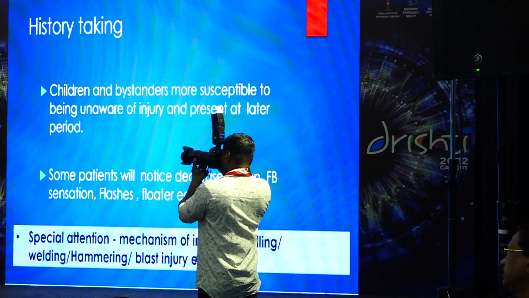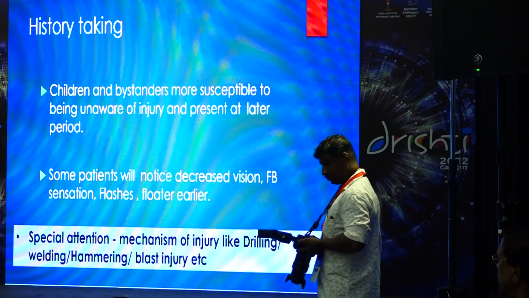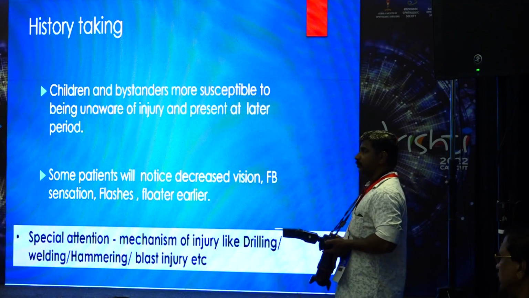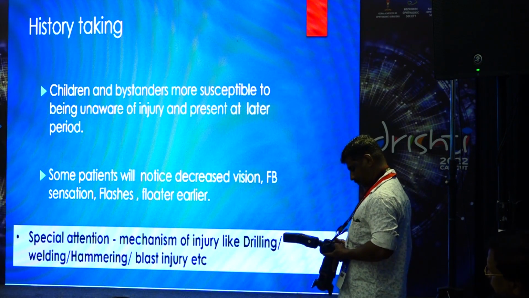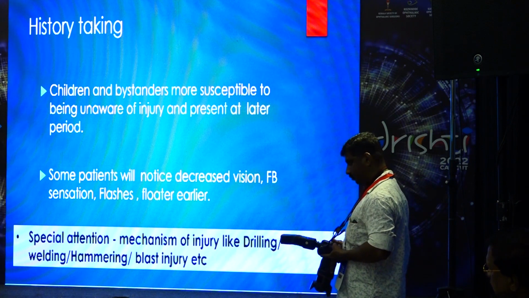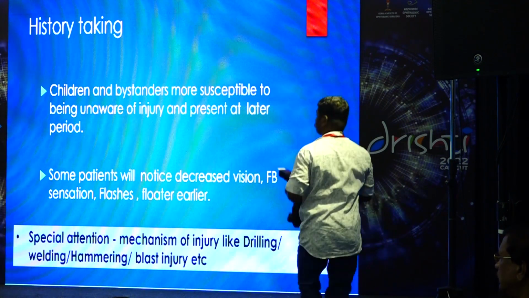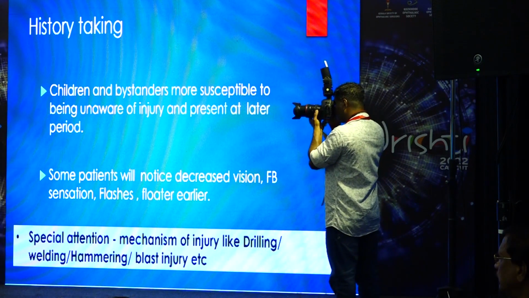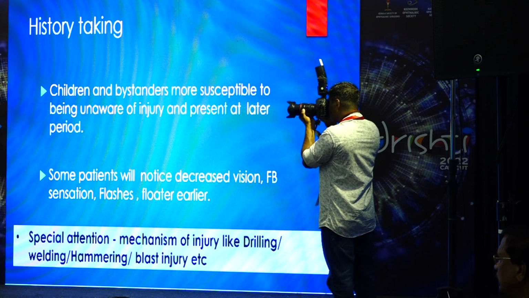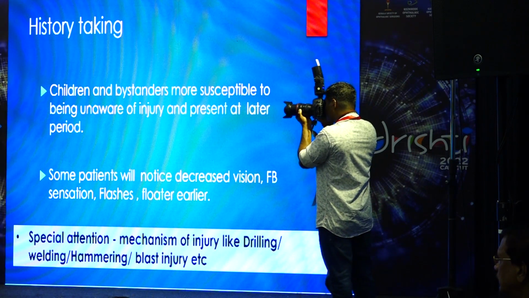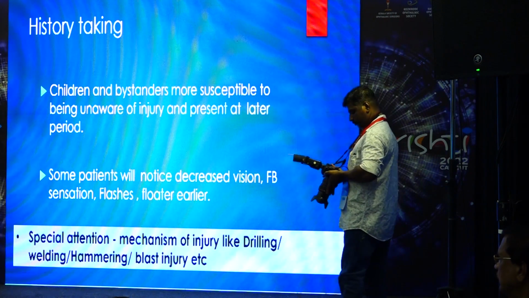Coming to history taking, it is a most crucial step because most of the children and bystanders may be unaware of the injury and they may present later. But many people present early if they feel symptoms like decreased vision, foreign body sensation, flashes or floaters. So special attention during history taking should be given to the mechanism of injury, whether it is drilling, hammering, welding, blast injury, or machine cutting of organic matter like wood. This will give us an idea about the composition of the foreign body.